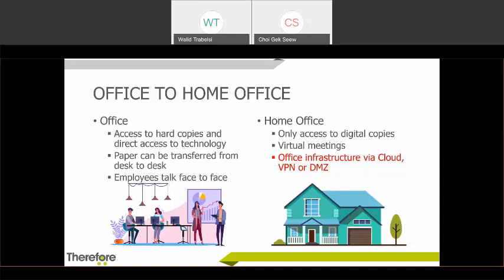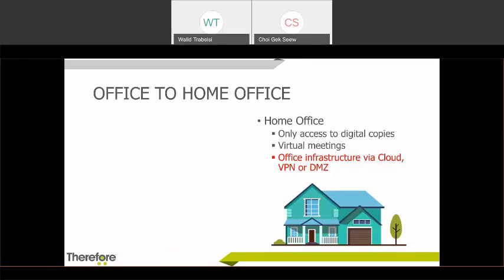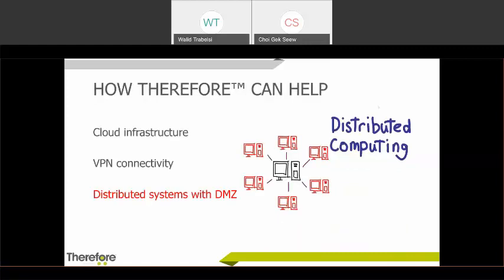Okay, so our topic today is normally for home office, or to access from external into the office. There are three ways. There is a cloud infrastructure like Therefore Online. There is VPN connectivity, if you want to access your Therefore system via VPN, or you can also access your server, your system, via distributed systems and with DMZ, of course.